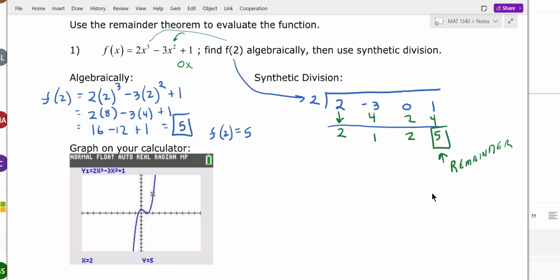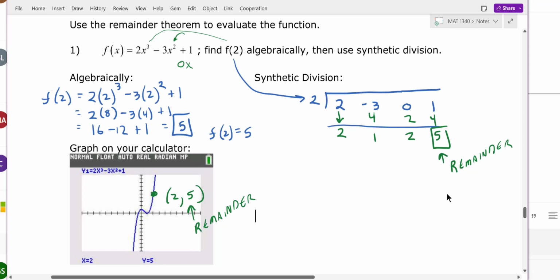Then synthetically divide by 2. So again, just running through, bring the 2 down, multiply to get 4, add the column, 2 times 1 is 2, add the column to get 2, 2 times 2 is 4, add the column, you get the remainder. So again, what we find on this problem is that the point (2, 5) is on the graph, and that 5 really represents the remainder after you do the synthetic division. Okay? All right, very good.